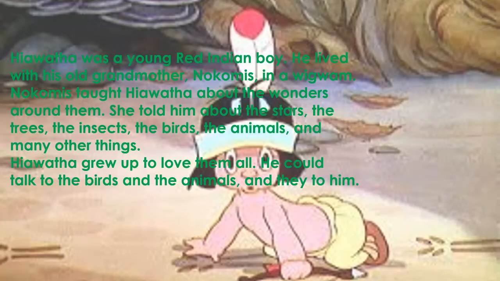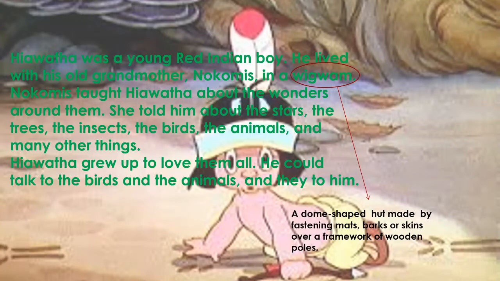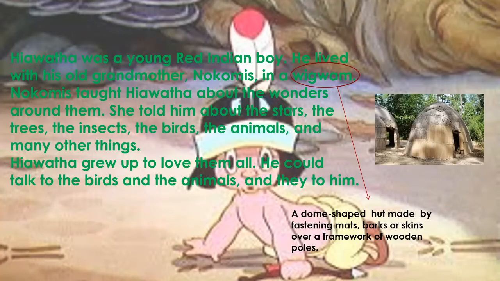He lived with his old grandmother, Nokomis, in a wigwam. Wigwam is a new word for you. Wigwam means a dome shaped hut made by fastening mats, barks, or skins over a framework of wooden poles. Like this. This is the picture of a wigwam. So Hiawatha lived in a dome shaped hut like this.